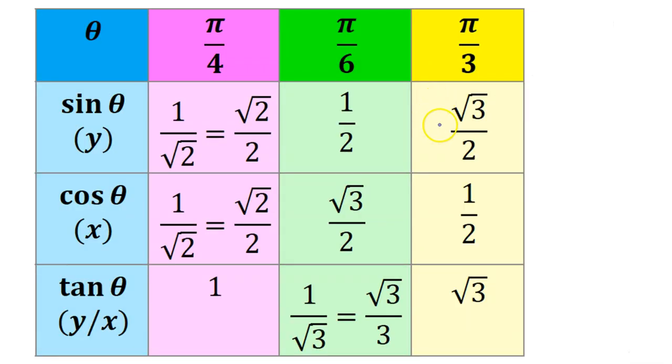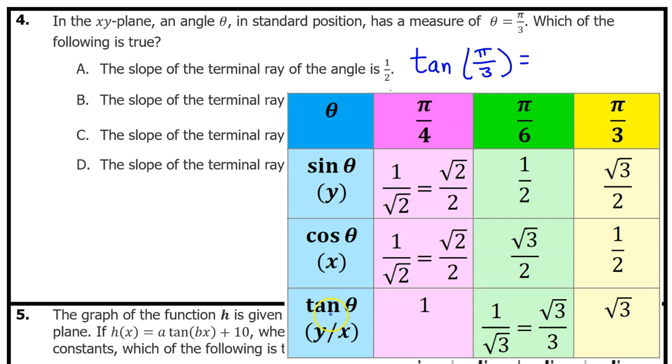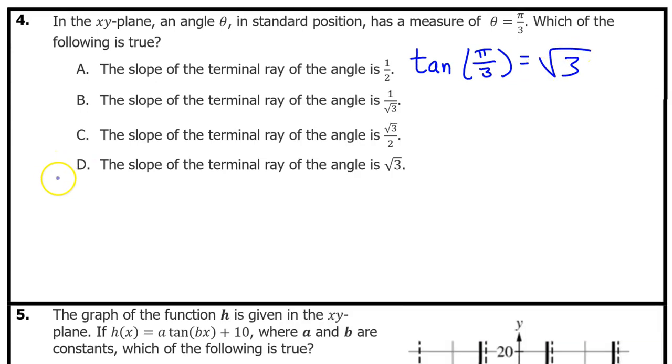If you have not yet memorized these 9 trig values, pause the video and memorize the chart right now. We have memorized that the tangent of pi over 3 is radical 3. So the answer is D.